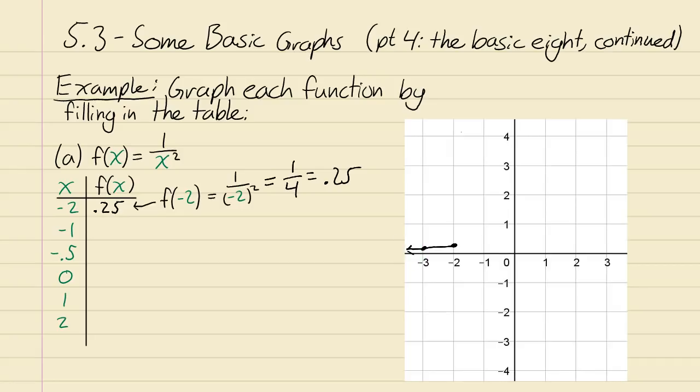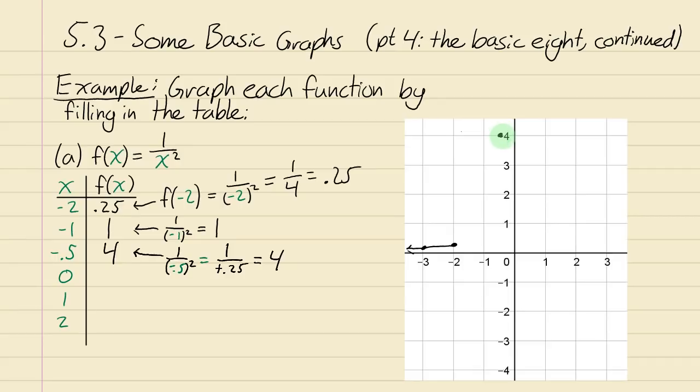If you plug in -1, you'll get 1 over 1, which is 1. Plugging in -0.5 will give you 1 over a small number squared. -0.5 squared is going to be +0.25, so that gives you a result of 4, because a negative number squared is still positive. That gives you this point. When x is -0.5, y should be 4.